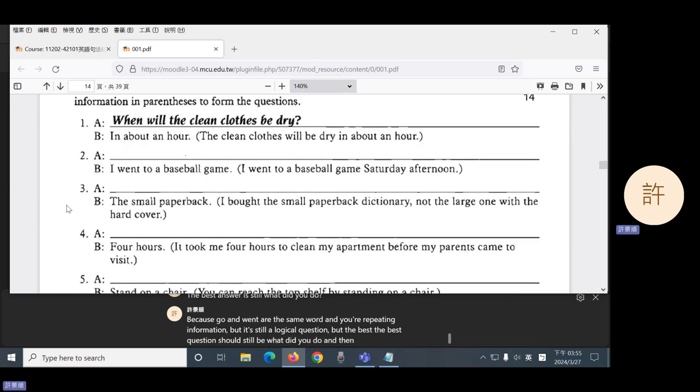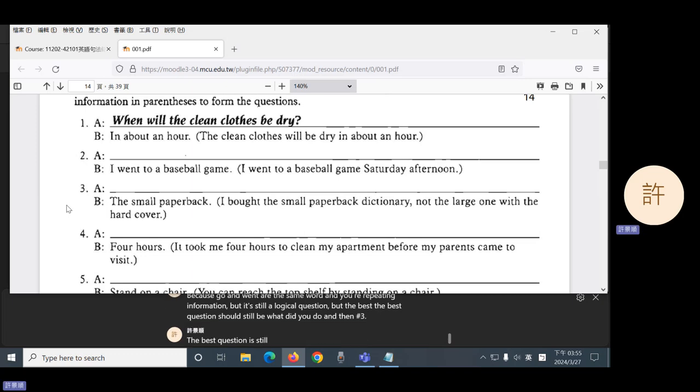And then number 3, the best question is still, did you buy A or B? But another possible answer is, which dictionary did you buy, comma, the small paperback or the large hardcover? Is another possible answer.